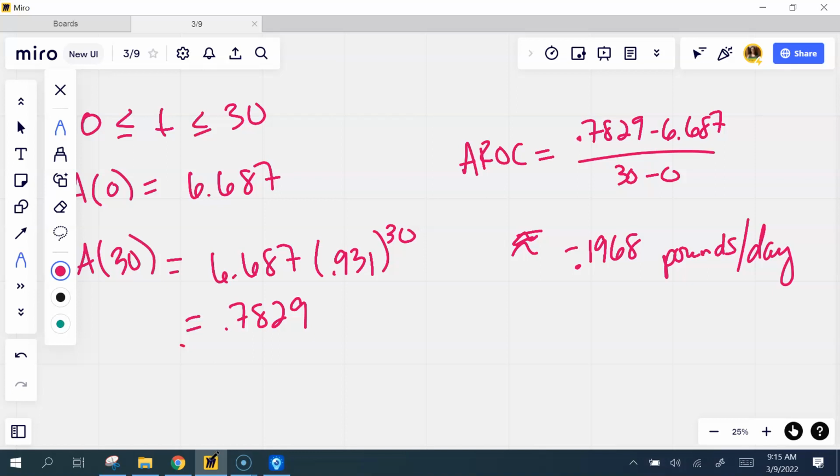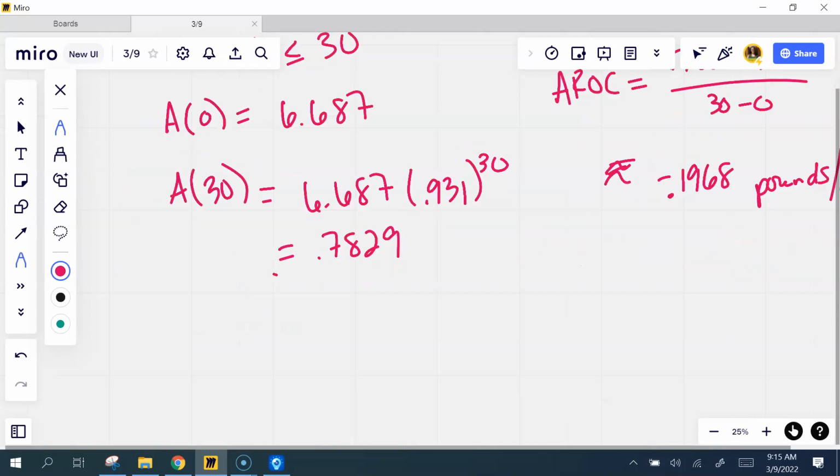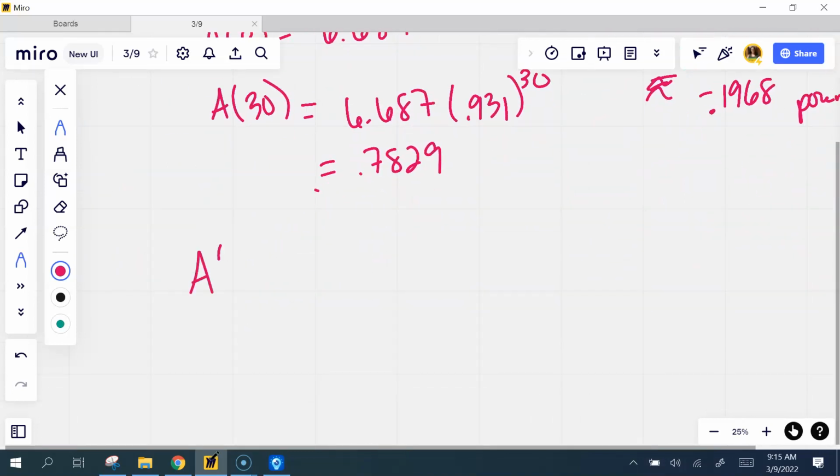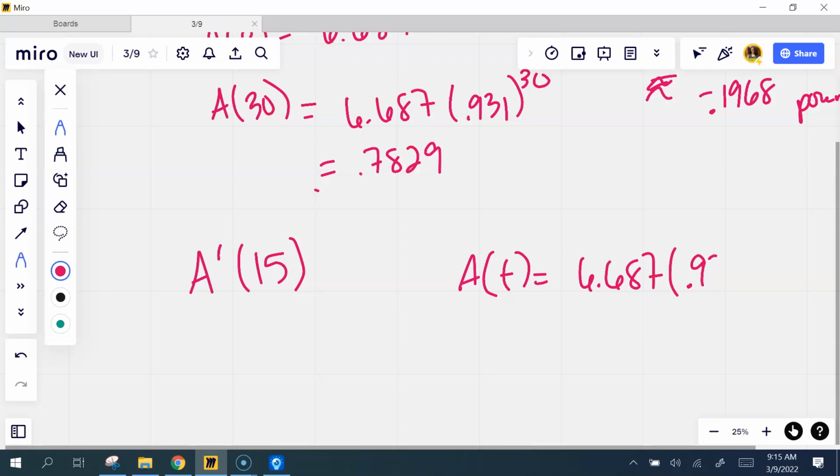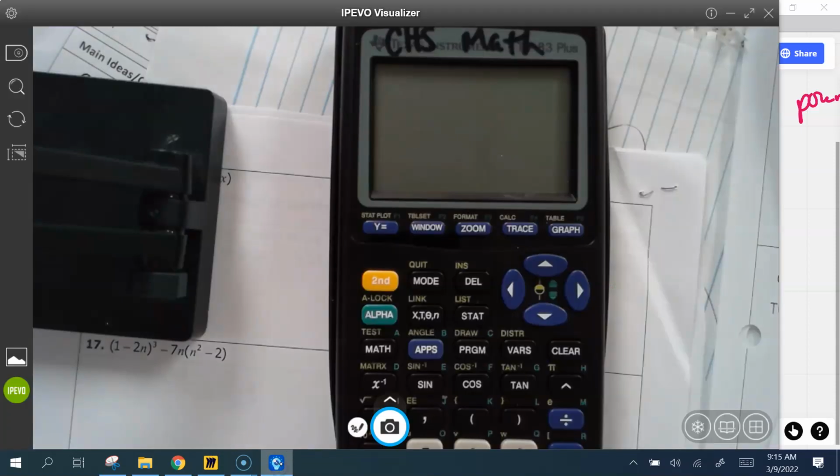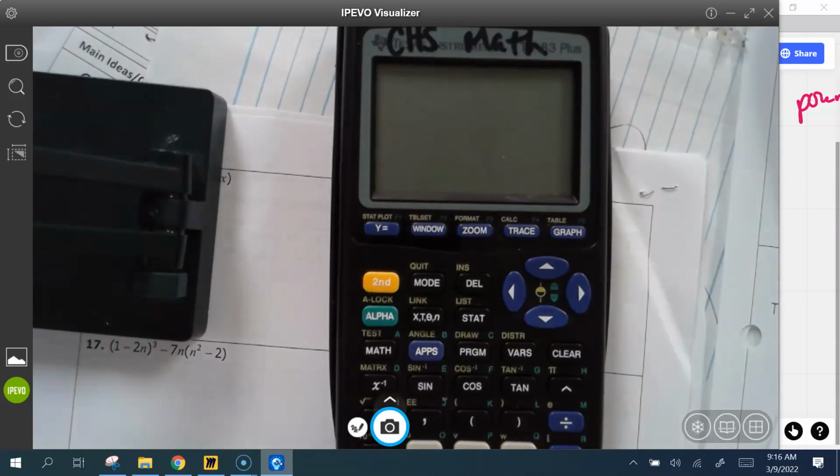Okay. Part B. Find the value. This is the one that I went, oh crap. Find the value of A prime of 15 using correct units. Interpret the meaning in the context of the problem. And I went, oh my gosh, because A of T is 6.687 times 0.931 to the T. Let me just make sure I showed enough work on here. Yes, and then I went, wait, it's a calculator problem.